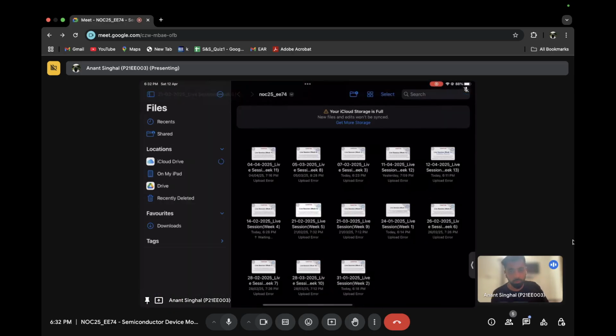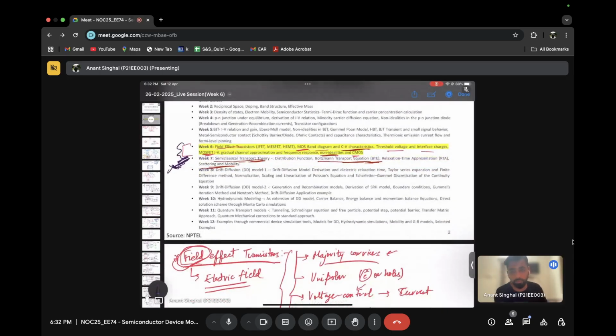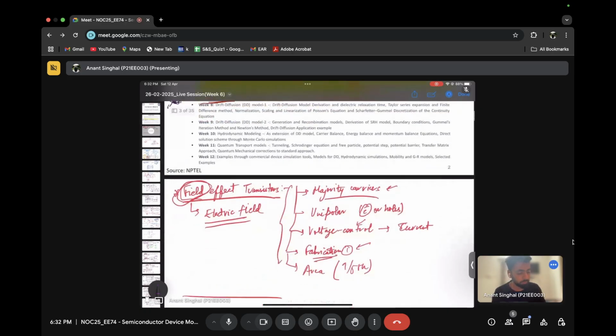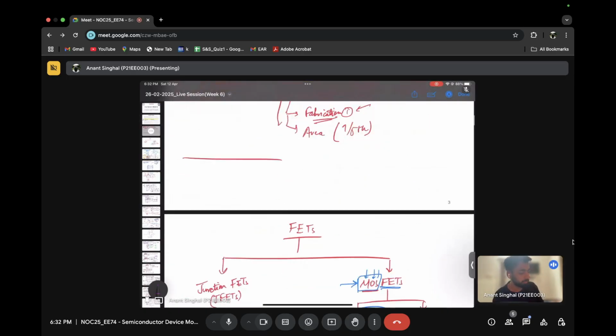Then we moved towards the most important lecture, as I said. Week 6 was the most important lecture because we covered the MOS capacitor here. This was very, very important, I would say. You should even see the video again for week 6 if you have some loss of concepts, or you are not able to think, just by seeing the device, how it looks. So you should see this particular lecture again.